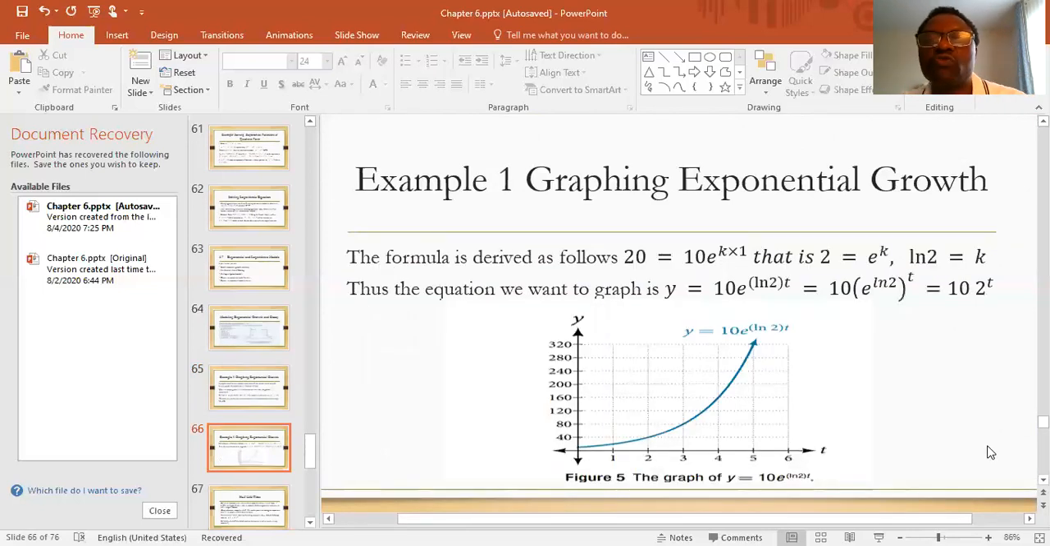So we fit this into the equation, 20 equals 10 e to the power k. So k equals natural logarithm of 2. So the exponential function describing this population is y equals 10 e to the natural logarithm of 2 times t, which we will simplify using ln, since e to the ln 2 is 2. So the final equation is y equals 10 times 2 raised to the power t. Using the product rule for exponentials, the power rules for exponentials.